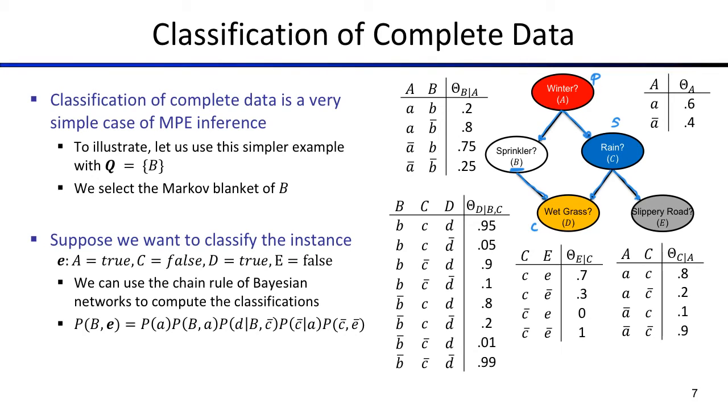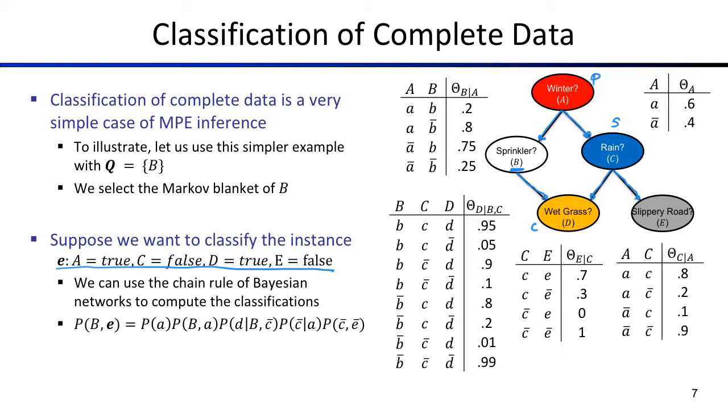So let's suppose now that we're going to make the classification, and that's going to be a very simple case of an MPE inference. So let's suppose that this is our evidence. Remember that we are using the complete case, so we have an instantiation for each variable but B. So in this case, A is going to be true, C is going to be false, D true, and E false. And when you compute the probability of B and see what is the most likely value, it's going to be true or false.